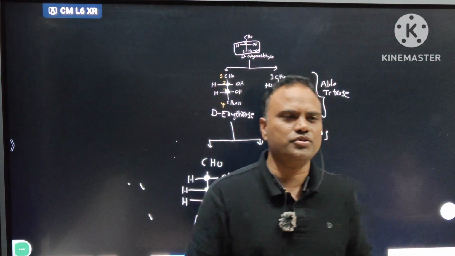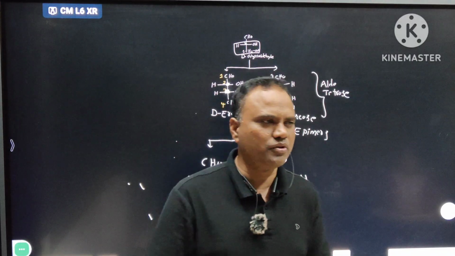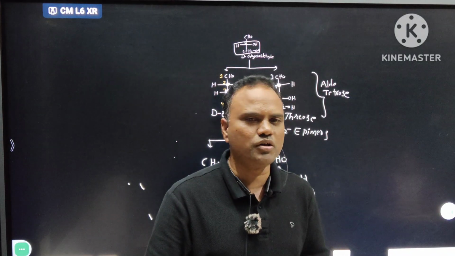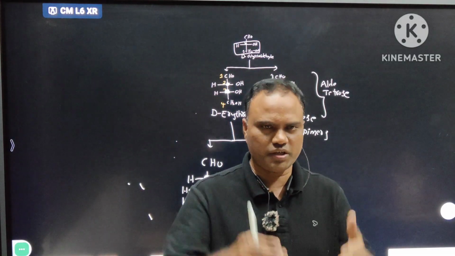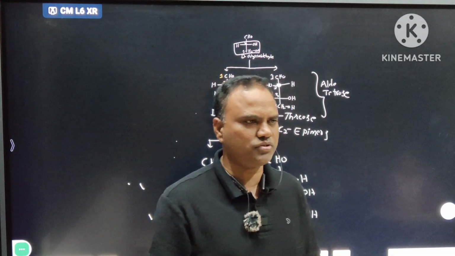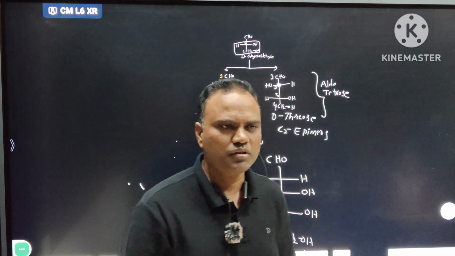Erythrose, threose. Ribose, arabinose. Erythrose is which sugar? Aldotetrose. Ribose and arabinose are aldopentoses. We derived ribose and arabinose from erythrose, so we increased one carbon, right?